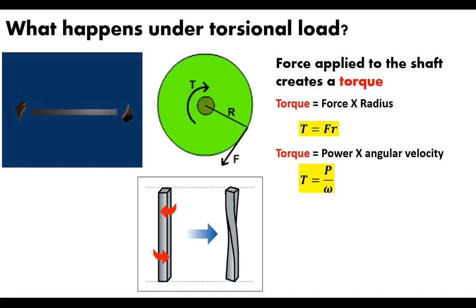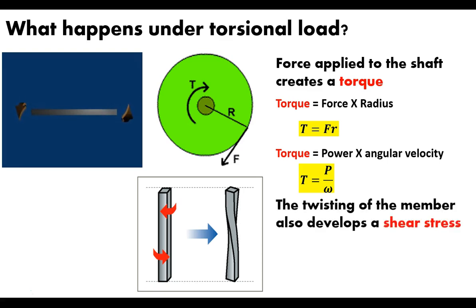Now, this torsional load is actually, if you take a small differential, a small area of that drive shaft that's getting put under torsional load, what you'll find is that the member, a small differential or a stress element, is actually under a shearing stress. So the twisting of the member develops a shear stress.